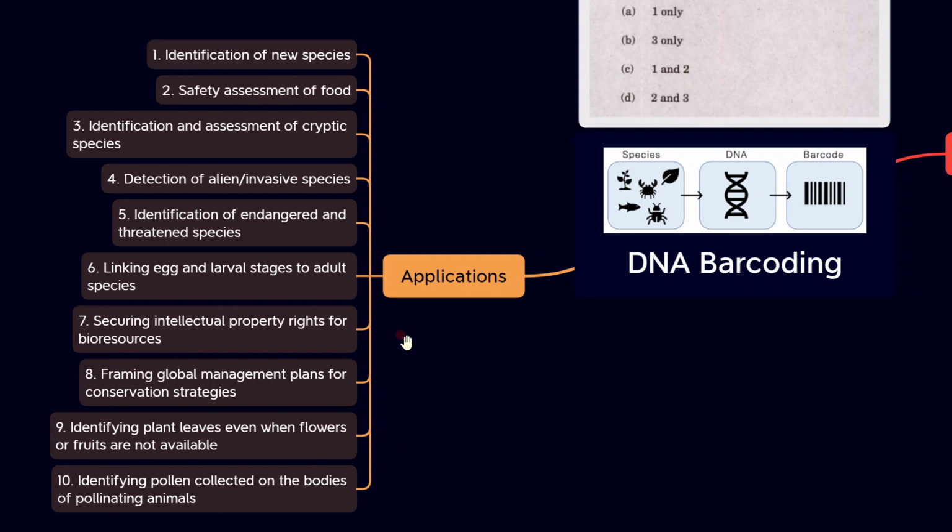So it talks about identifying the new species, maybe threatened, endangered, anything. And also important is securing intellectual property rights for bioresources and framing management plans for conservation strategies, and identification of plants and identifying the pollens, etc. So this is all about identifying, that is basically done based on the genes. So that is all about DNA barcoding.